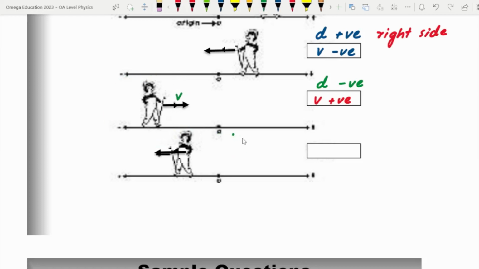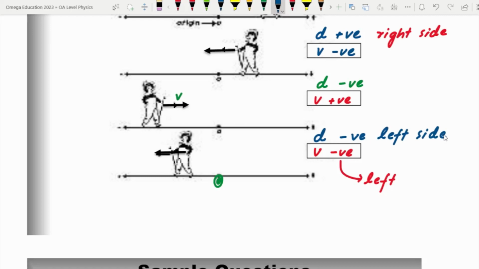Let's talk about the last one. So once again, this is your origin, this point. So what about the direction of velocity? Positive or negative? Since you're facing the left side, moving towards the left side, your velocity is negative. And what about the displacement? Because you're standing on the left side of the origin, hence your displacement would be negative. So the sign of displacement is calculated by your position.